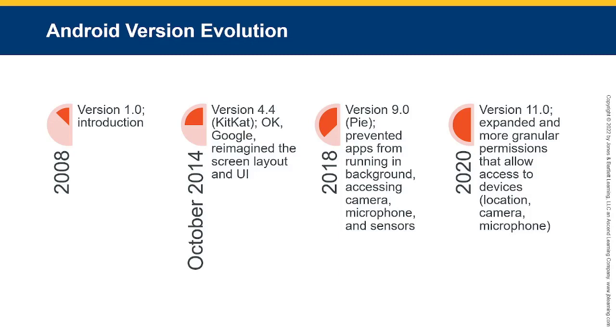2019, there was version 10, which actually changed the naming convention. There were no more dessert nicknames. It updated the permission system to give the user more control over how apps access location data, as well as an expanded system for protecting unique device identifiers. 2020, version 11.0 introduced expanded and more granular permissions that are accessed to devices on a single-use basis.